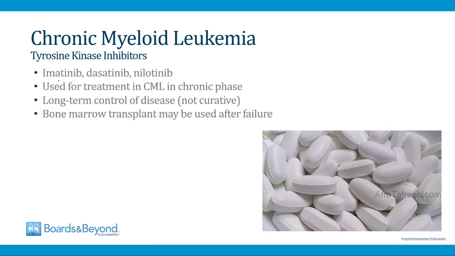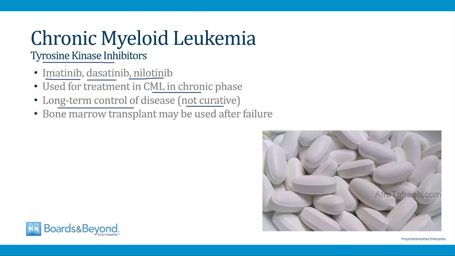It's super high yield for your boards to know that the treatment of CML in the chronic phase is with drugs called tyrosine kinase inhibitors. These drugs have names like imatinib, dasatinib, and nilotinib, and they inhibit the tyrosine kinase that results from the Philadelphia chromosome and the BCR-ABL gene. These provide long-term control of CML in the chronic phase, but they're not curative. Basically, they prevent the white blood cell count from climbing and the disease from progressing.